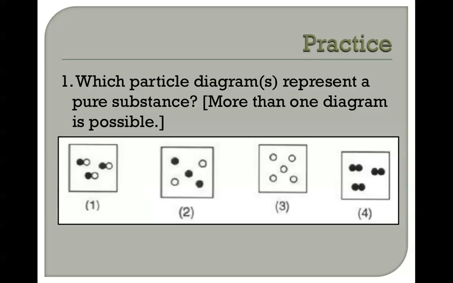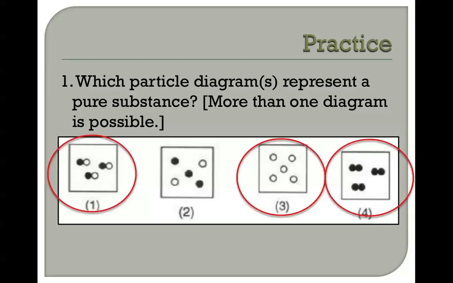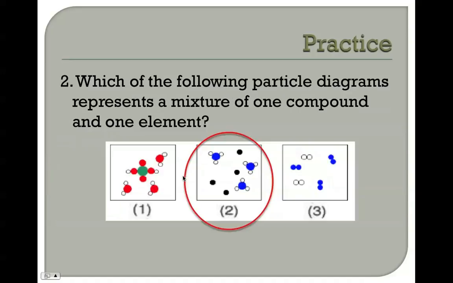So number 1 says which particle diagrams represent a pure substance. So you're looking for in the particle diagram which one has a particular type of particle and then everything matches it. So based on that, number 1, 3, and 4 are all examples of a pure substance. Within each you have the same type of particle repeating over and over again. Number 2 has a mixture of two elements.